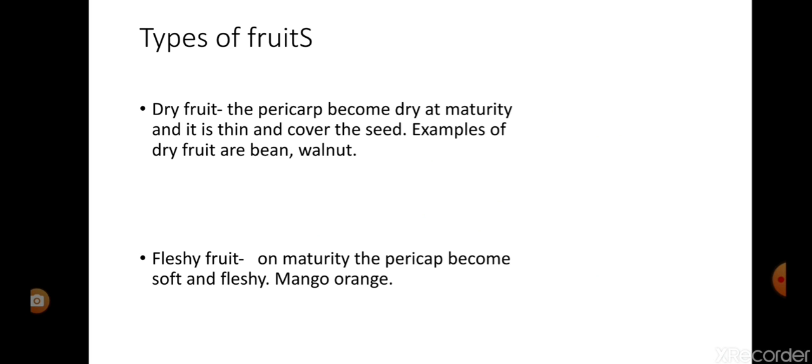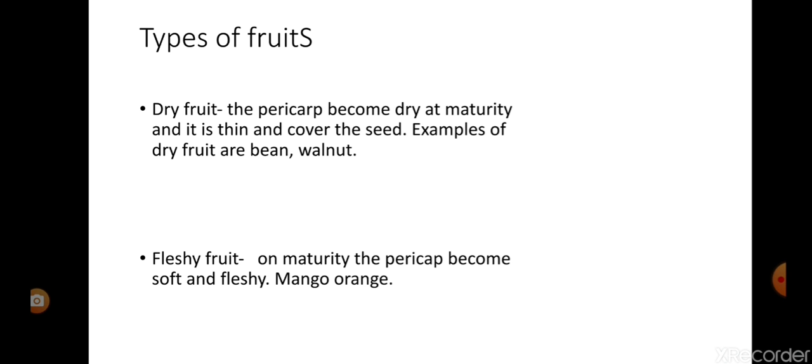Next is different types of fruits. What are different types of fruits? Dry fruit and fleshy fruit. So on maturity, the pericarp becomes very dry and thin, and it generally covers the seed. So this is known as dry fruit, like in walnut, in bean. These are types of dry fruits.